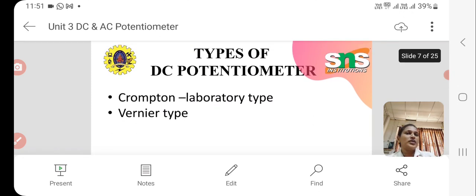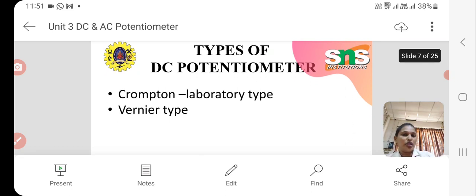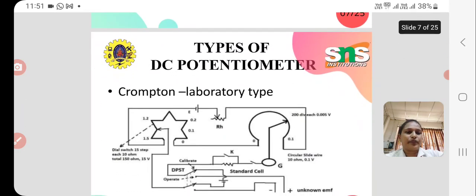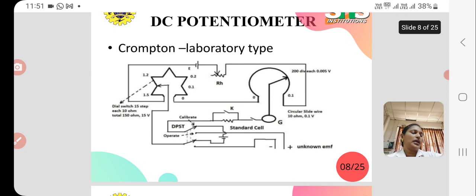As we already know, a potentiometer is a measuring instrument used to measure an unknown voltage by comparing it to a known voltage. So if you want to define a DC potentiometer, it is a measuring instrument which measures an unknown DC voltage by comparing it with a known DC voltage. We have two types of DC potentiometers. One is the Crompton type, or we can say the laboratory type DC potentiometer. The other one is the Vernier type. First we will see Crompton type potentiometers.